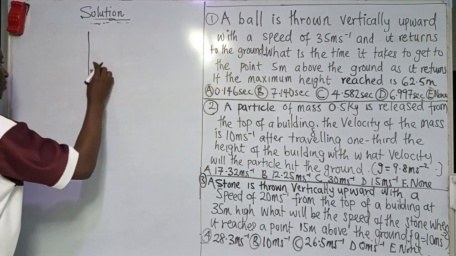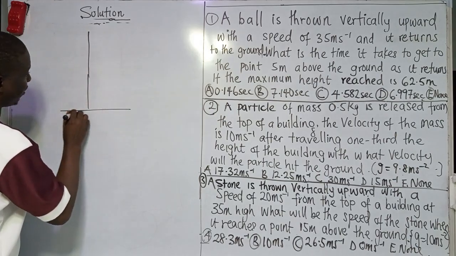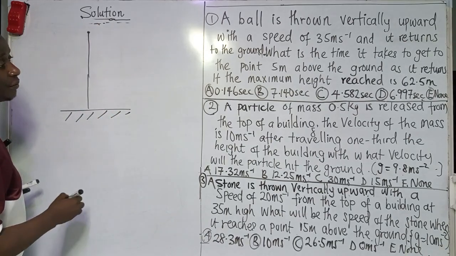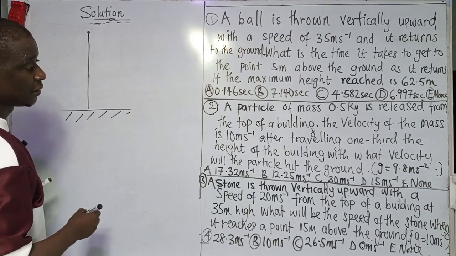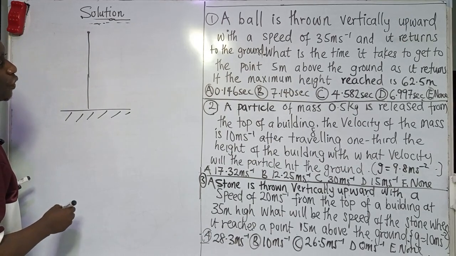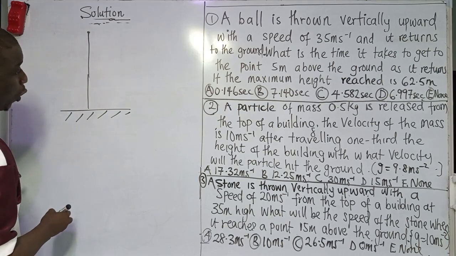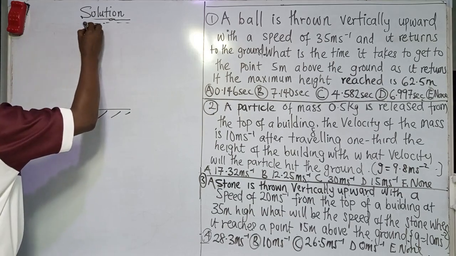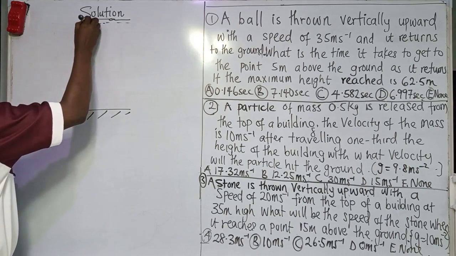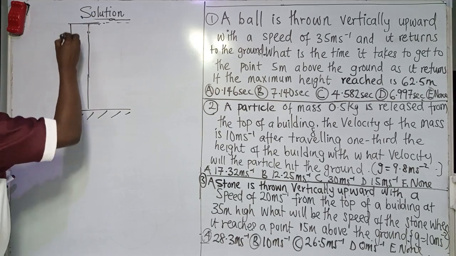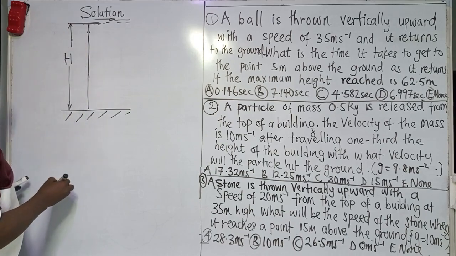So let's assume this is our building, released from here. The velocity of the mass is 10 meters per second after traveling 1/3 the height. That is to say, let's say the height of the building is h. Let's call the height of the building h.